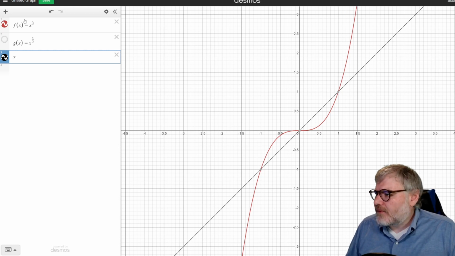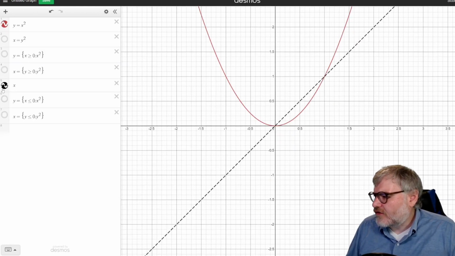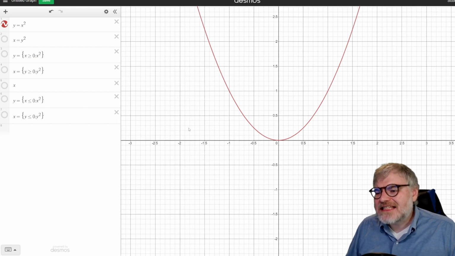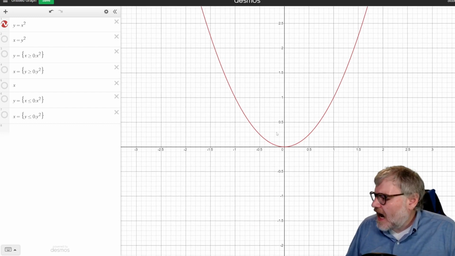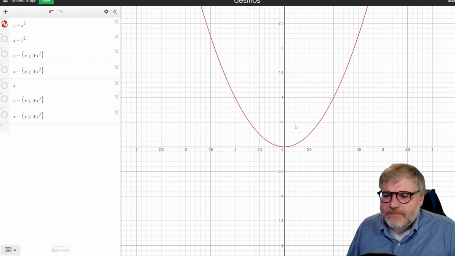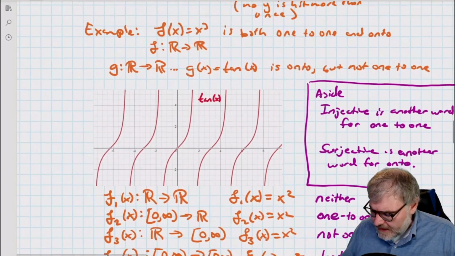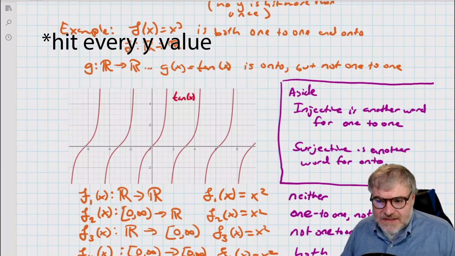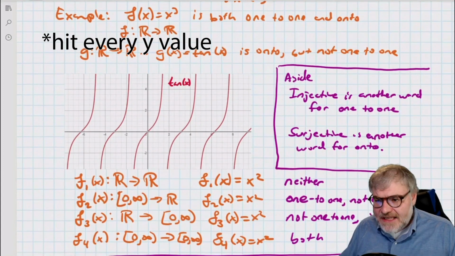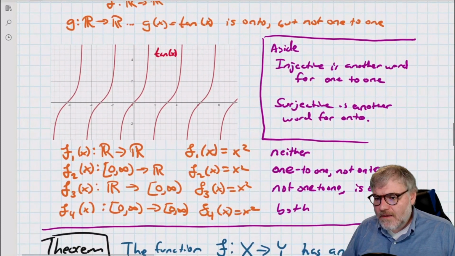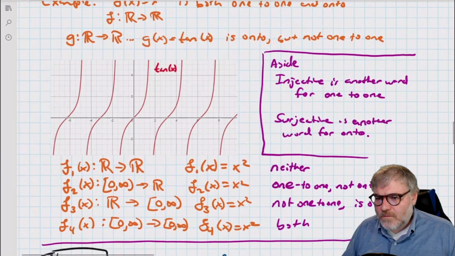Okay. Now, compare that to our old graph for x squared. This function right here is neither 1-to-1 nor onto, correct? I can't hit any of the negatives, and I've got 2 numbers here for every positive output. So x squared, defined from R to R, is neither 1-to-1 nor onto. Some other examples. Let's do one of these. The tangent here will hit every value, right? The tangent function is definitely onto, but it's not 1-to-1.